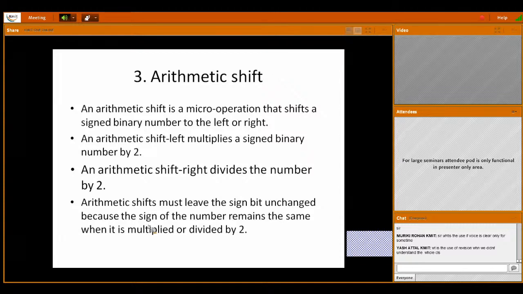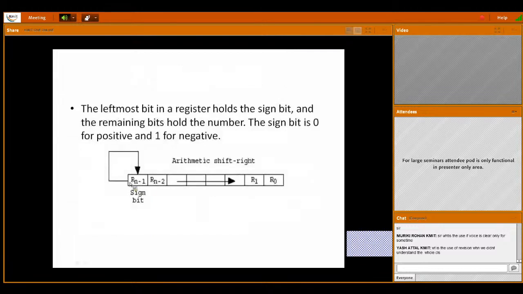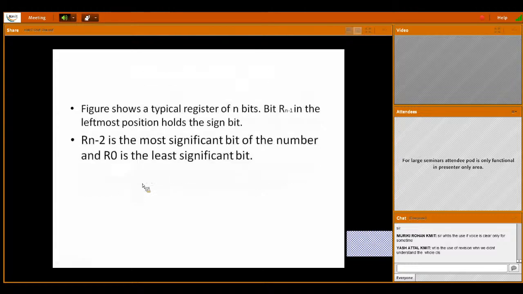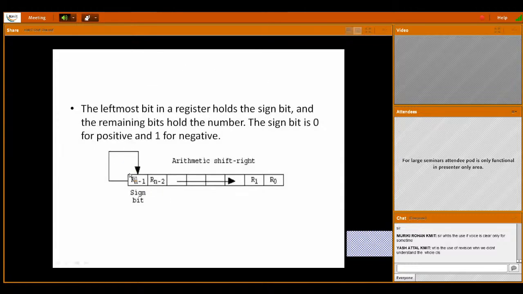How do you know the sign of the data? The MSB bit is used to know the sign of the data. If the MSB bit is 0, it indicates a positive value. If the MSB bit is 1, it indicates a negative value. If the last bit is 0, it is a positive value. If it is 1, it is a negative value. Right? That MSB bit will be used.